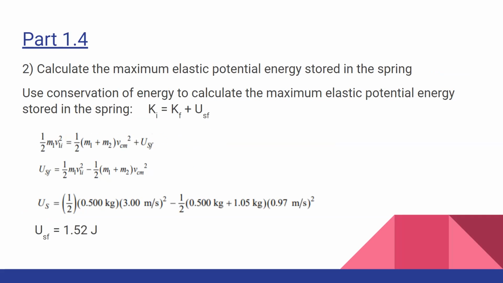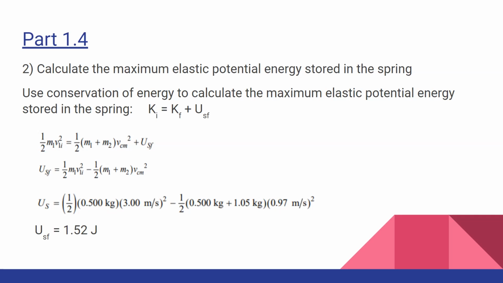Part 1.4 asks to calculate the maximum elastic potential energy that was stored in the spring. Now, you can't forget these fundamental laws in terms of how objects behave. So conservation of energy will always hold unless there's an external force applied that results in a change in work. That's basically the only way energy cannot be conserved. Just like momentum is conserved unless there's an extra force, and angular momentum is conserved unless there's extra torque. These things should always be conserved.